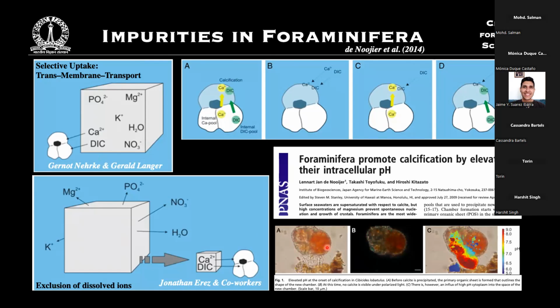Now, why am I talking about these things? Because all of these phenomena, whether you're moving ions across a membrane, or whether you're excluding a particular ion, whether you're upregulating the pH or downregulating the pH, will have a consequence for the distribution coefficient of elements into the calcite lattice. Okay. Now, moving on to the next one.